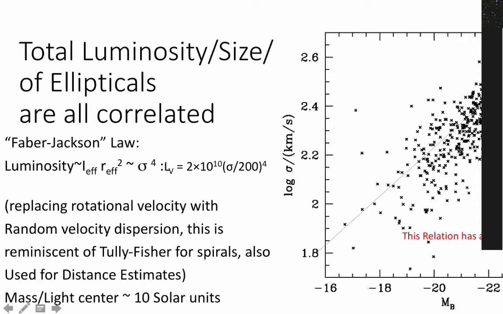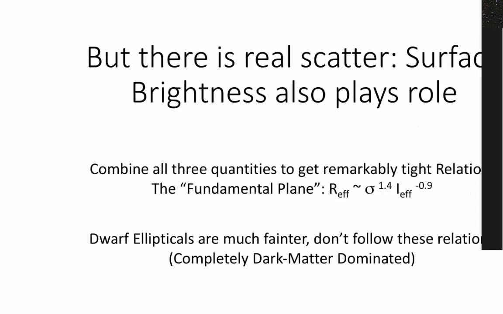I just drew a slope 4. That's the slope you might have expected if the virial theorem holds. Combining all these things together, you can predict the effective size, that's the half-light radius, of an elliptical galaxy. Quite accurate. Surface brightness goes up, the size goes down, or vice versa.